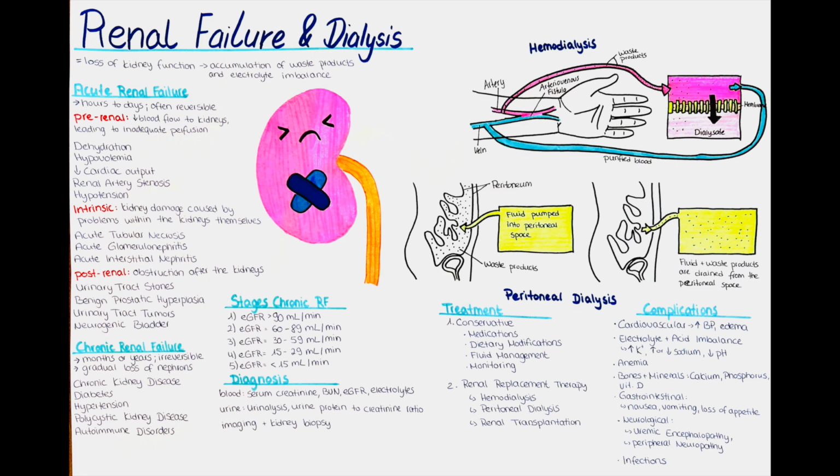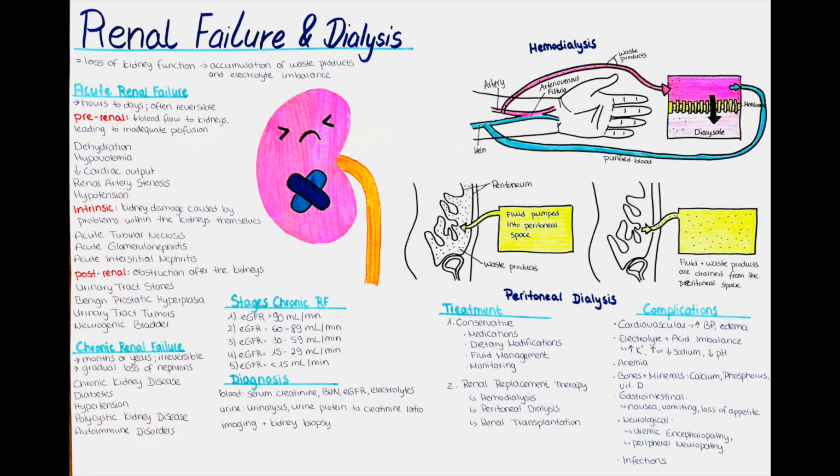The estimated glomerular filtration rate is, as we talked about, typically used to classify chronic renal failure. The estimated glomerular filtration rate is a calculated value based on serum creatinine levels, age, gender, and race. It provides an estimate of kidney function and is used to stage chronic kidney disease.